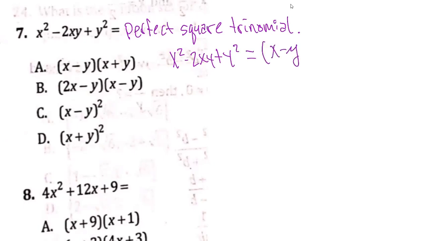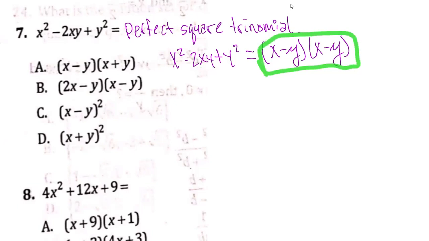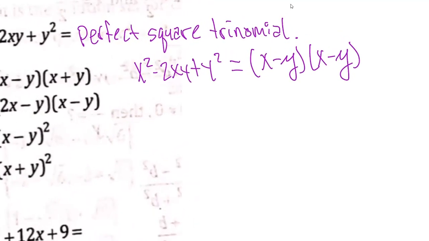x minus y times x minus y, because when you FOIL it out, you're gonna have this 2 in the middle when you work this all out. So let's work it out. Let me just get some space here so you can see the process.